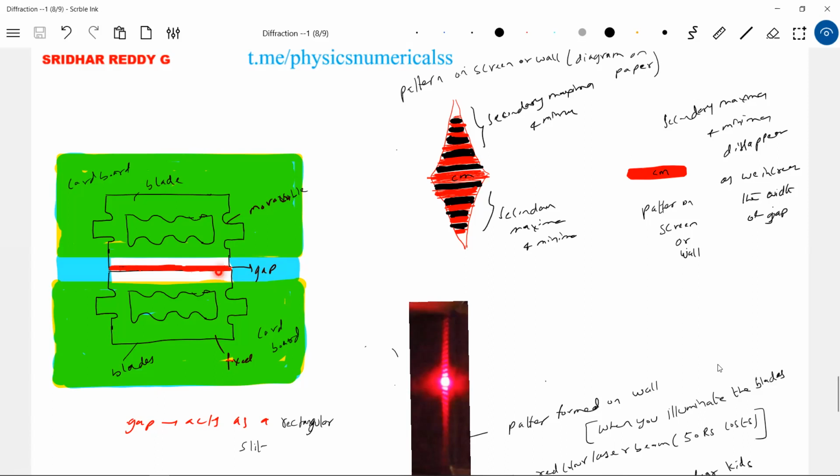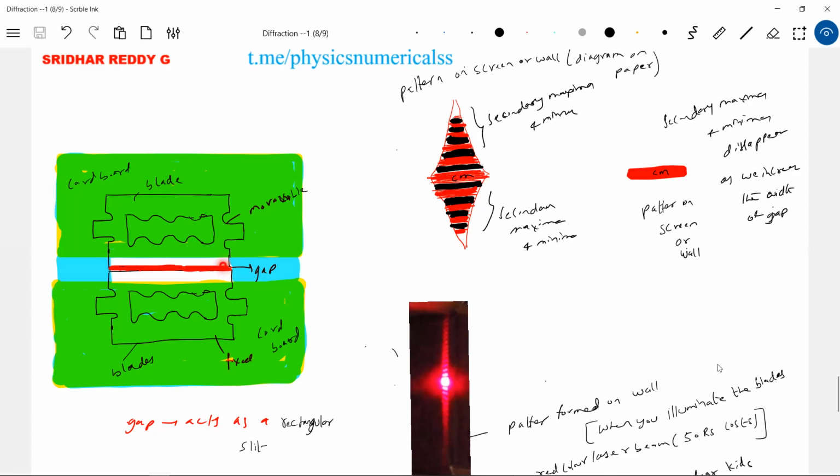The gap between the blades will act like a rectangular slit. So the ray of light passing through this will undergo diffraction. Due to diffraction, we get these maxima and minima.